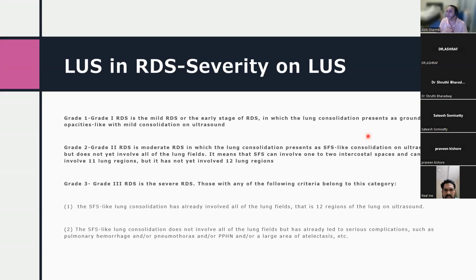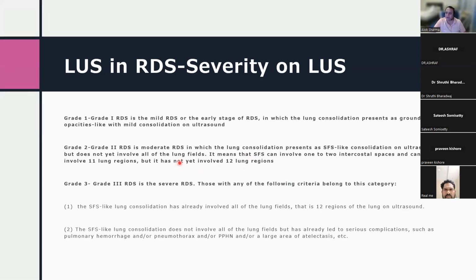And what he talks about is that if you have babies who technically do not have much work of breathing, and on the lung ultrasounds you can see an element of ground glass opacities, and I'm going to show you some images which confirm that, with mild consolidation that doesn't quite look like a snowflake sign, then that really is mild RDS, or what is defined as grade 1 respiratory distress syndrome. On the other hand, if you start seeing extensive consolidation that resembles a snowflake sign, which involves some of the lung regions, so they've defined it as saying that not all 12 regions are involved, that you can involve up to 11 regions.